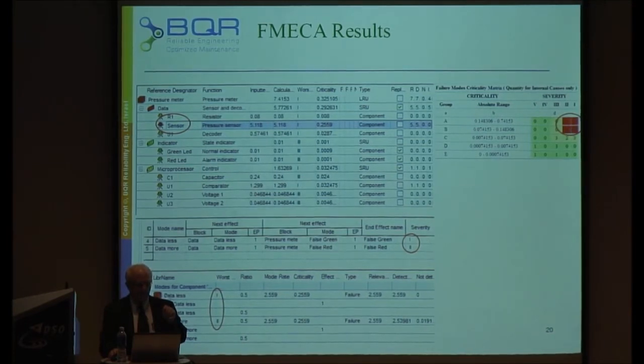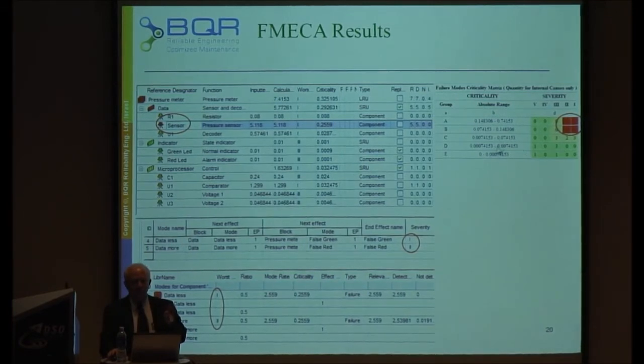This is the first one, data less, is severity 1. The data more is severity 2. It's here. So we have those two failure modes here. We have also other 3, 2, and 3 in the yellow area, which maybe we will accept or not. But what we want is that all failure modes will be in the green area. This means a low probability with a low severity.